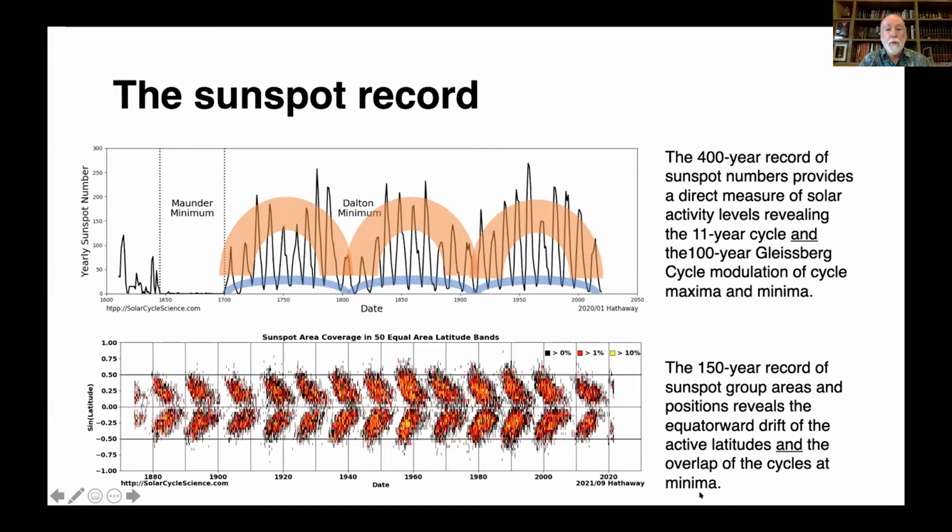The bottom panel shows the 150 or so year record of sunspot areas and positions that provide more information, in particular show the overlap between cycles, that we can go in and I can separate them with these diagonal lines. All of these diagonal lines have the same slope. It's just a different intercept from cycle to cycle, but does a pretty good job of separating active regions of one cycle from the next, so that we can look explicitly at the overlap.